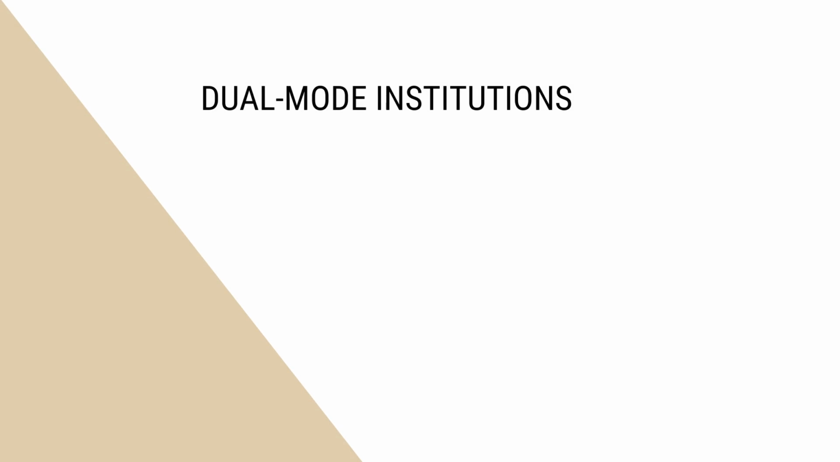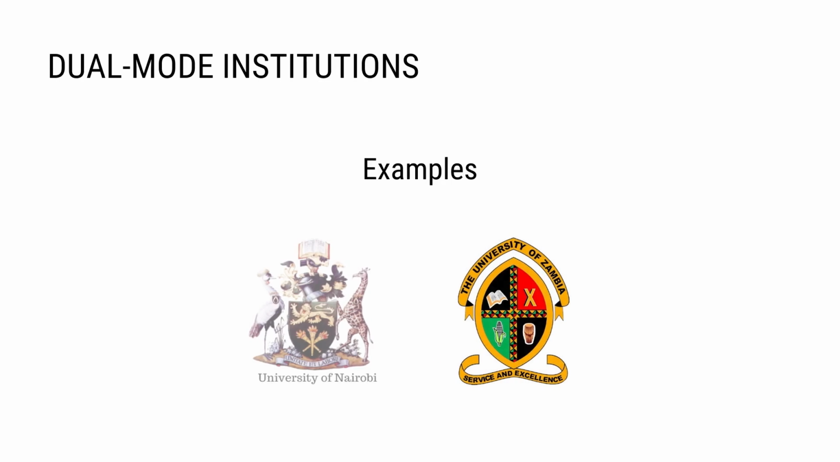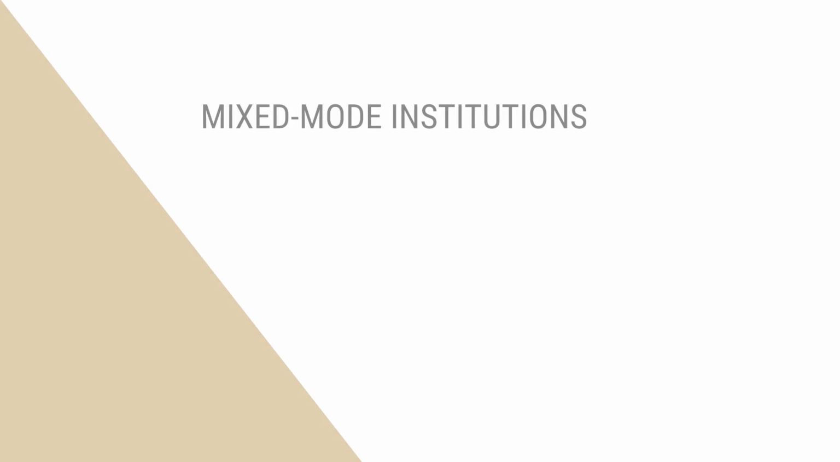Dual mode institution. The dual mode institution is designed in such a way that they provide education through both traditional classroom based methods and the distance based methods. These kinds of institutions provide courses in both the modes with a common examination. They distinguish between the learners as two types, regular and external. The University of Nairobi and the University of Zambia are examples of dual mode institutions.